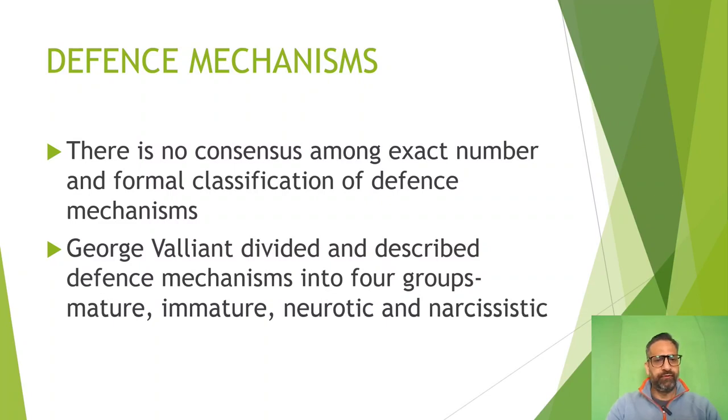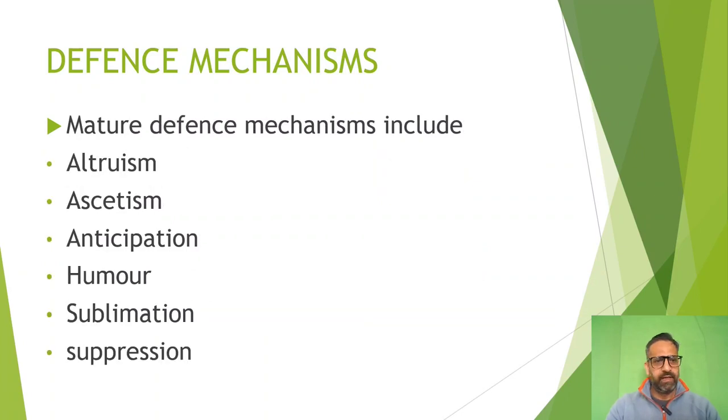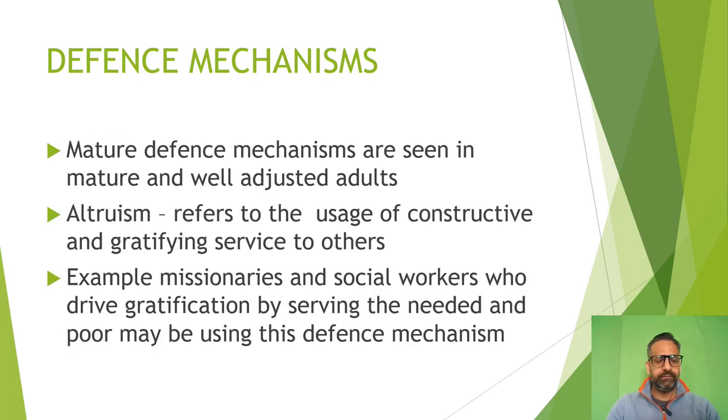described defense mechanisms into four groups: mature, immature, neurotic, and narcissistic. Mature defense mechanisms include altruism, asceticism, anticipation, humor, sublimation, and suppression. Mature defense mechanisms are seen in mature and well-adjusted adults. To start with, altruism refers to the usage of constructive and gratifying service to others. For example, missionaries and social workers who derive gratification by serving the needy and poor may use this defense mechanism.